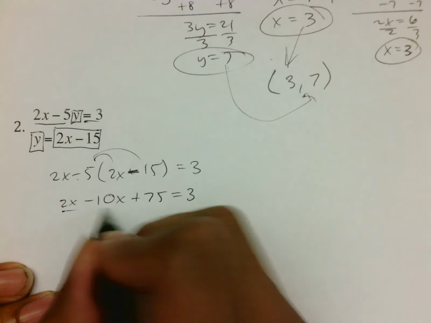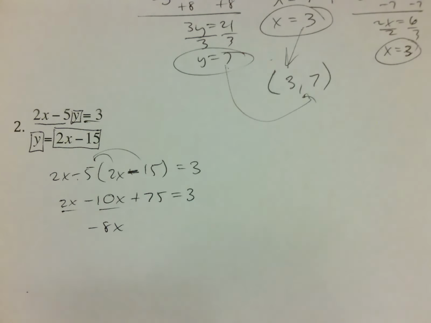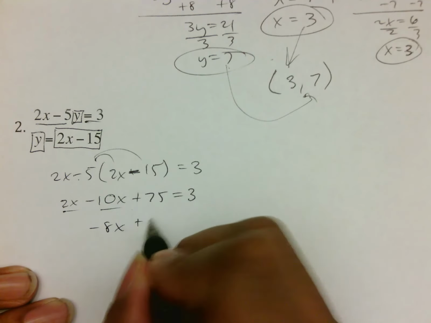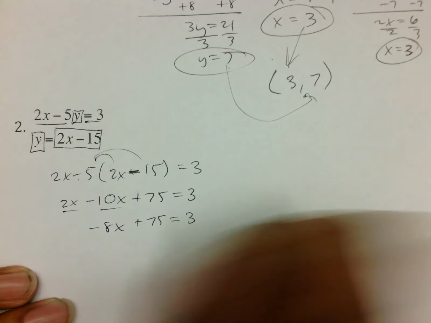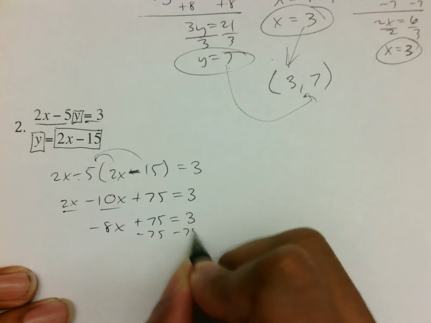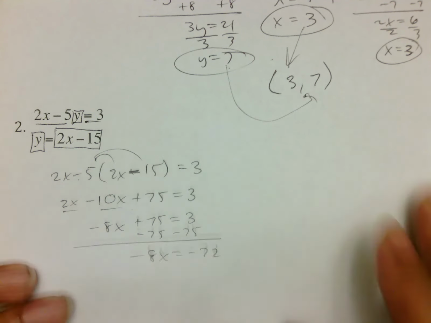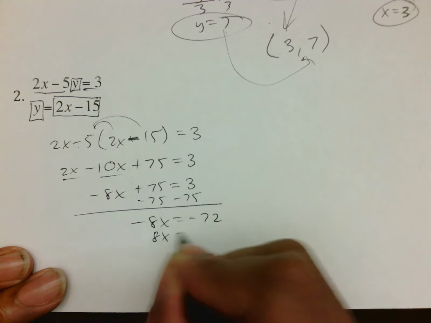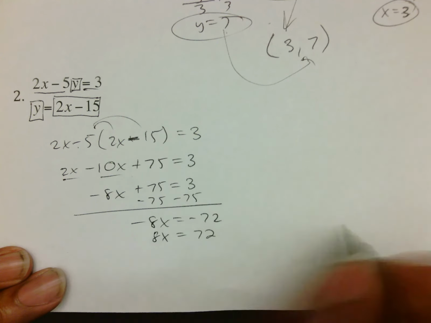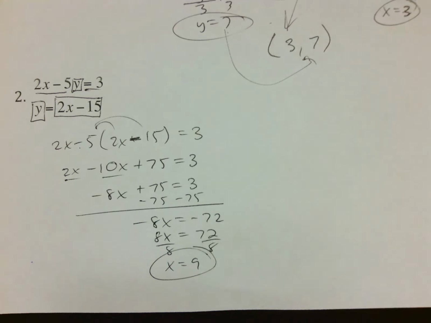Put your like terms together. You get negative 8x. If you need to use your calculator to do that, just type in 2 minus 10. But negative 8x plus 75 equals 3. You then do algebra by subtracting 75 from both sides, getting negative 8x equals negative 72. I don't like a negative 8, so what I usually do is switch both sides first and then divide by 8, which gives me x is equal to 9.